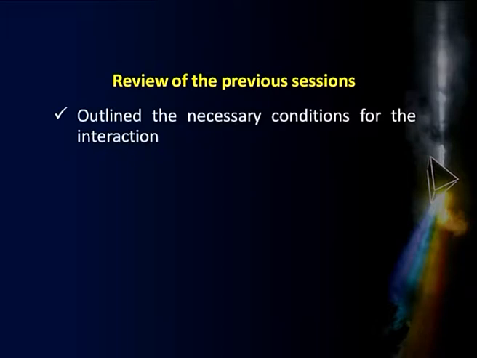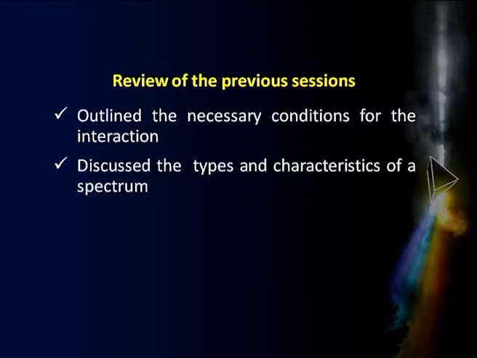This was followed by outlining the necessary conditions for the interaction between radiation and matter to take place. That means, what are the prerequisites involved. And thereafter, we discussed the types and characteristics of a spectrum, that is absorption spectrum, emission spectrum and things like that, and then the characteristics like position, width and intensity, etc.